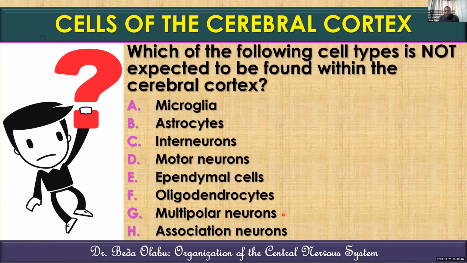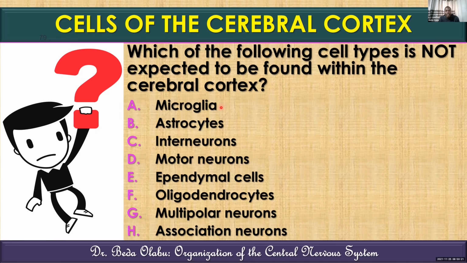Multipolar neurons are neurons that have multiple processes arising from the cell body. They're still in the cerebral cortex. Association neurons are basically interneurons. So all those are in the cerebral cortex. Then we have neuroglial cells. Neuroglial cells are supporting cells.